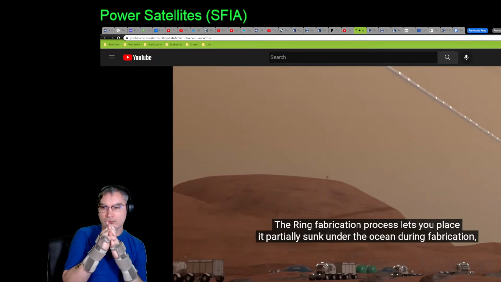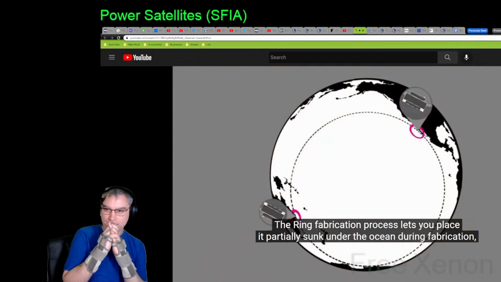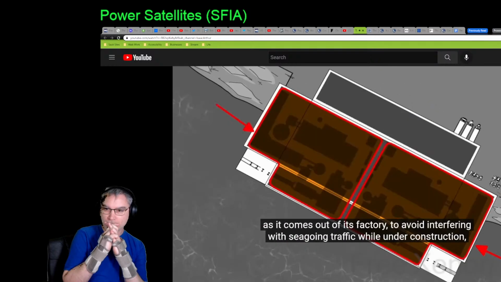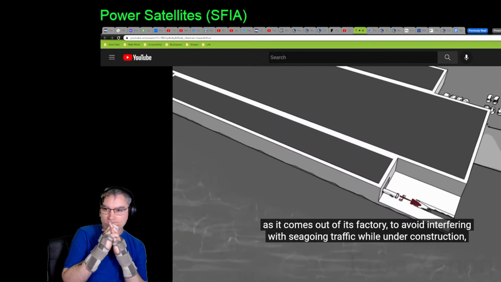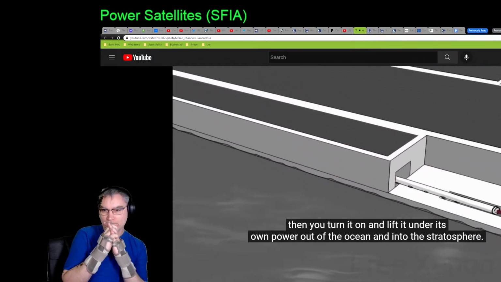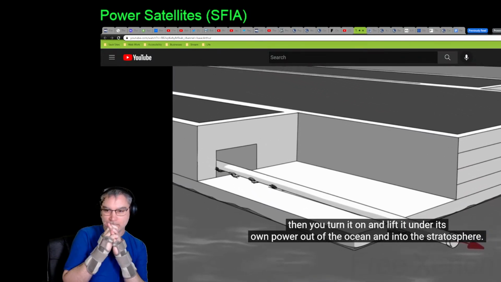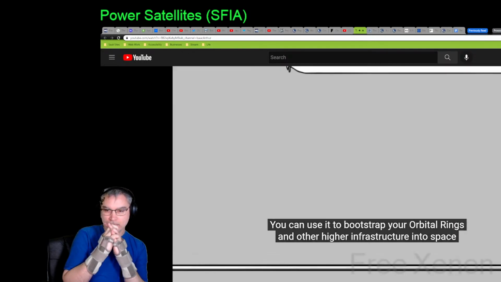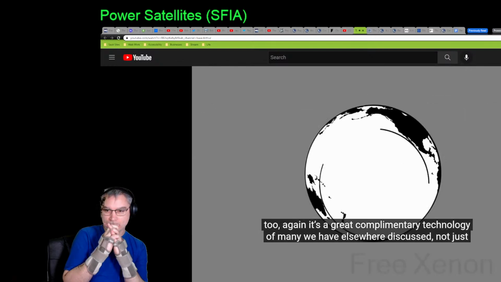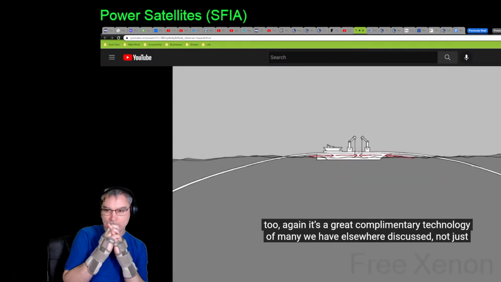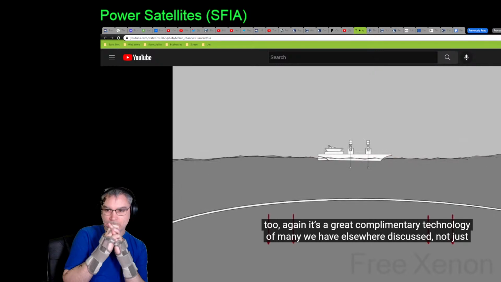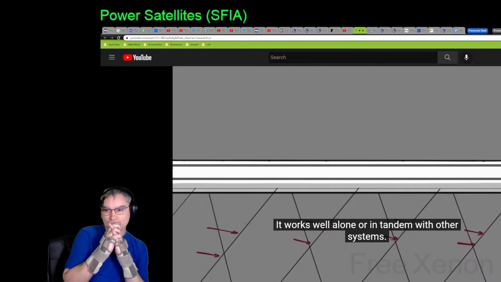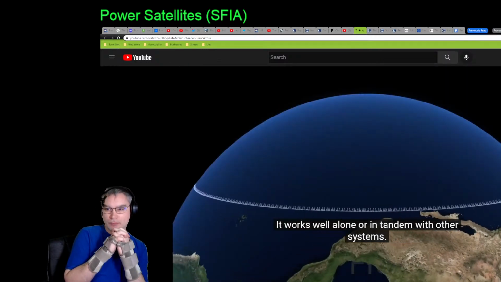The ring fabrication process lets you place it partially sunk under the ocean during fabrication as it comes out of a factory to avoid interfering with seagoing traffic while under construction. Then you turn it on and lift it under its own power out of the ocean and into the stratosphere. You can use it to bootstrap your orbital rings and other higher infrastructure into space too. Again, it's a great complementary technology of many we have elsewhere discussed, not just replacement or alternative. It works well alone or in tandem with other systems.